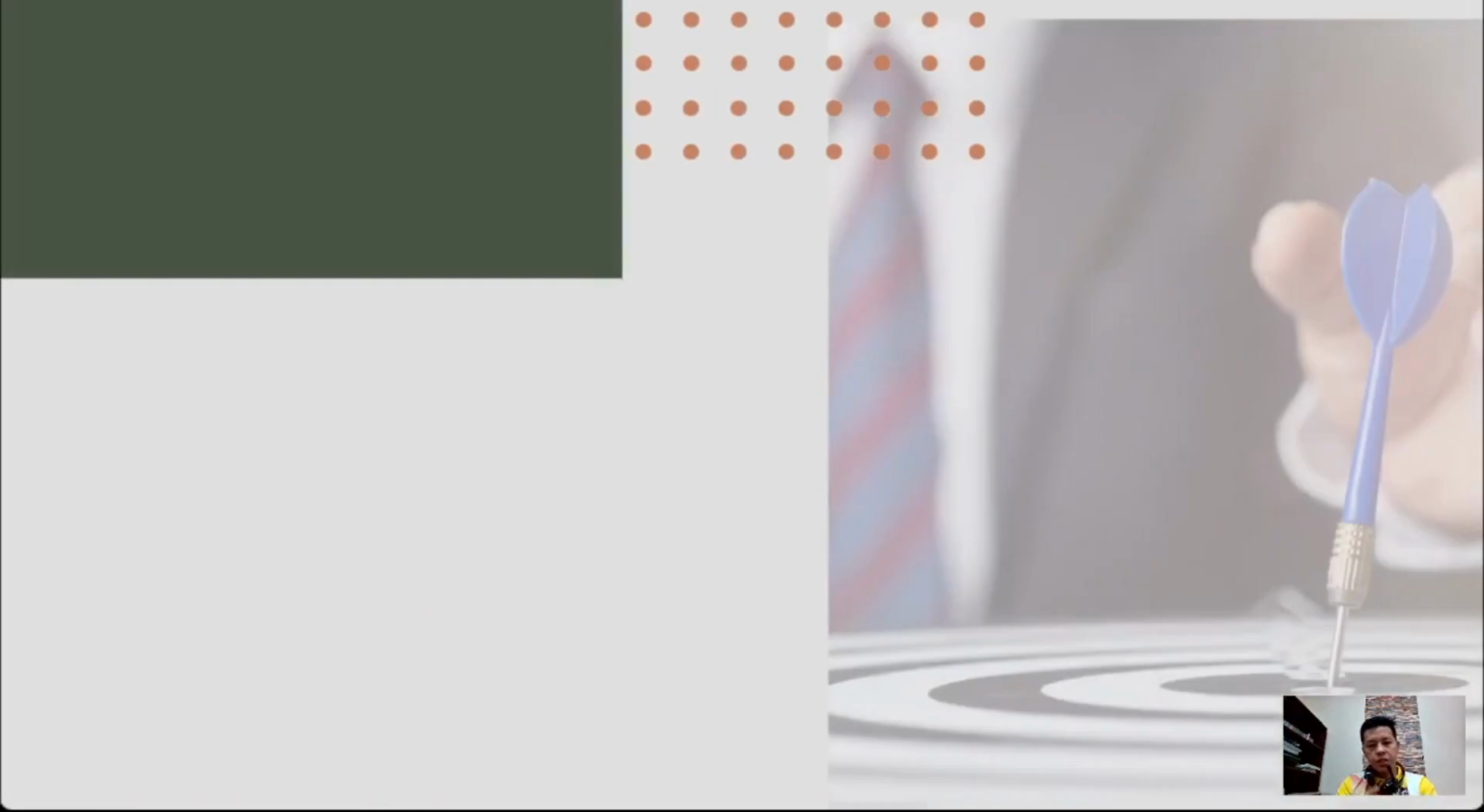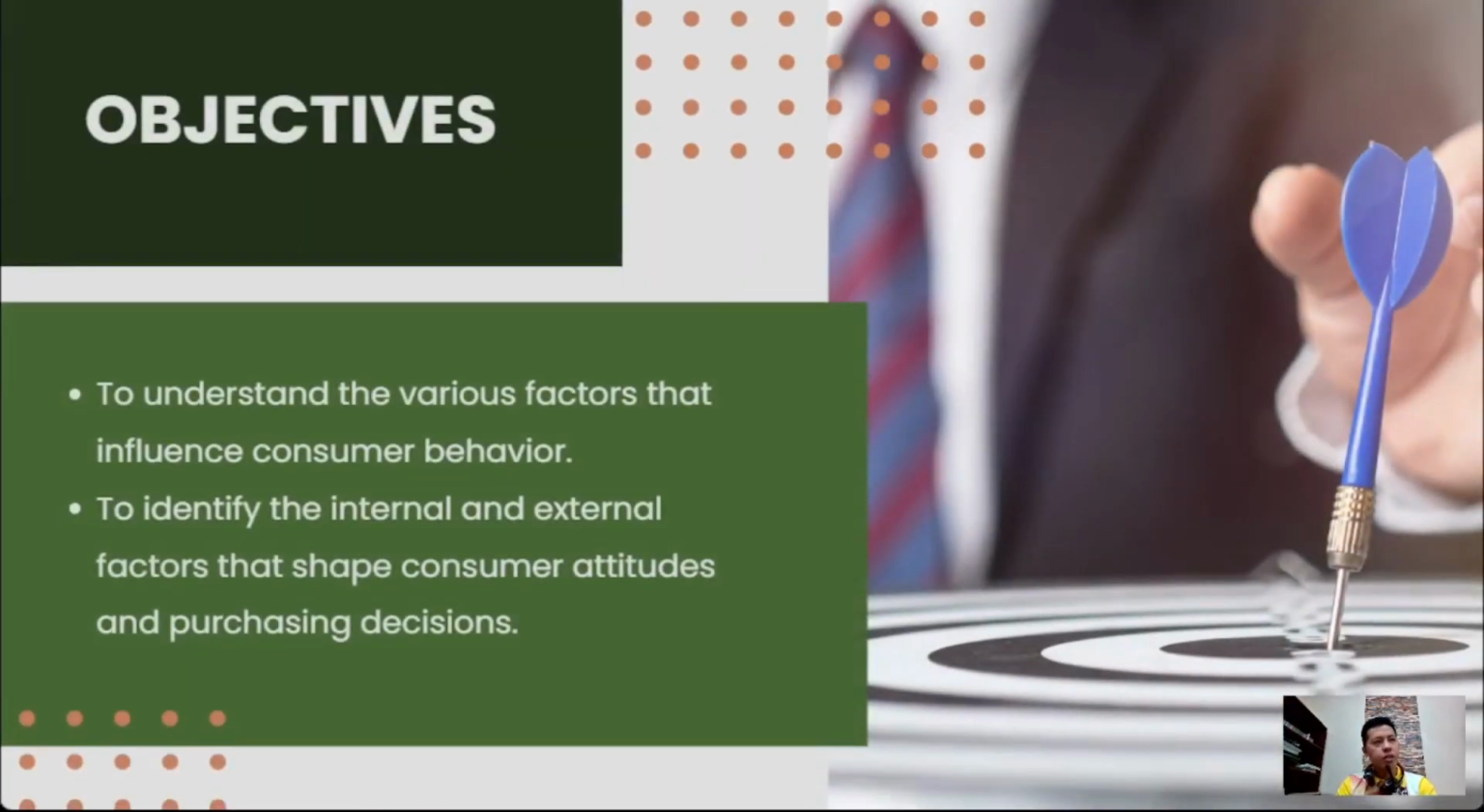We begin this discussion by looking at the objectives for this video. Number 1 is to understand various factors that influence consumer behavior and to identify the internal and external factors that shape consumer attitudes and purchasing decisions. So in this video, we'll be trying to determine different factors that may influence how our consumers behave.